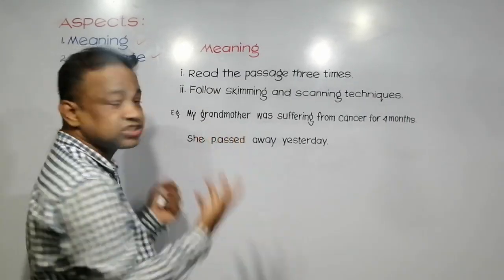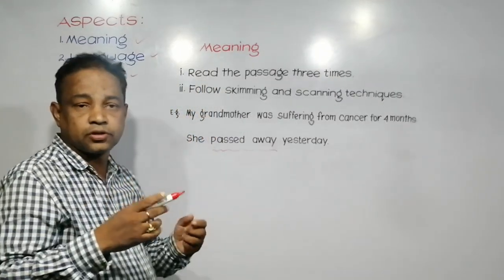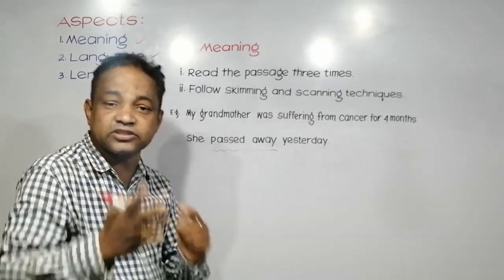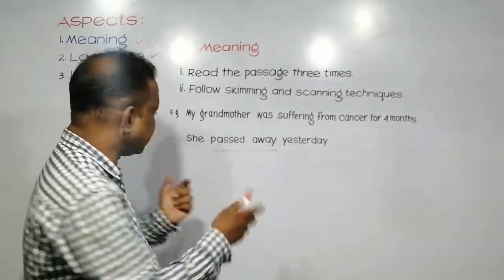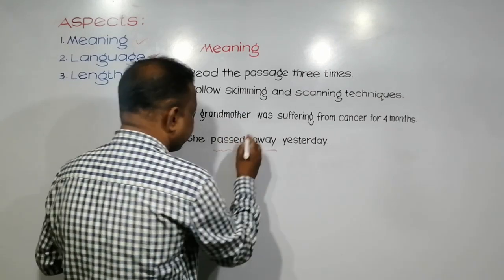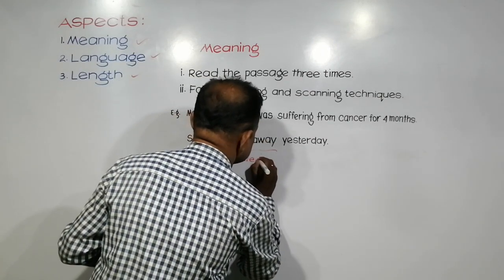Let us use the guessing method here. What is the meaning of passed away? You have to guess here. My grandmother was suffering from cancer. That means she was not all right. She was about to die. That means she died. Instead of writing pass away, you can write the simple meaning, that one is died.